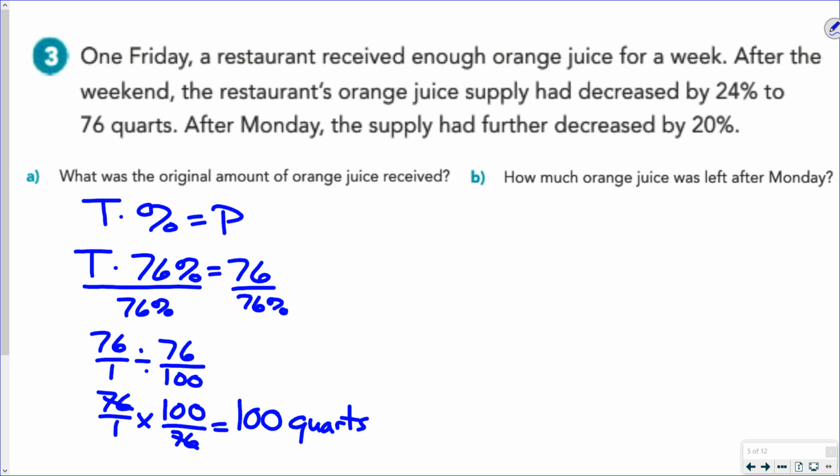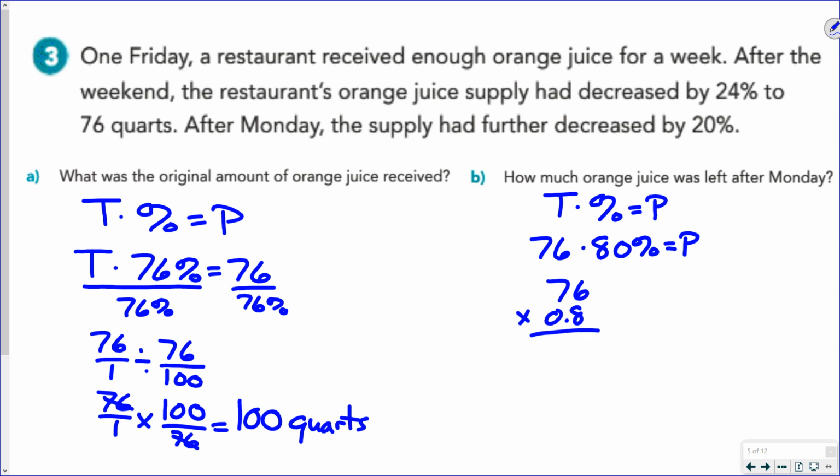So for part B, how much orange juice was left after Monday? Once again, we're going to use total times percent equals part. Well, our new total is 76. It decreased by 20%. That means we would have 80% left. And let's use a decimal this time. So 76 times 0.8. 8 times 6 is 48. 8 times 7 is 56, plus 4 is 60. We need one digit after the decimal point. So 60.8. Or if you did a fraction, you could get 60 4/5 quarts.